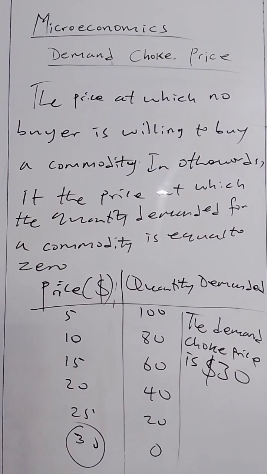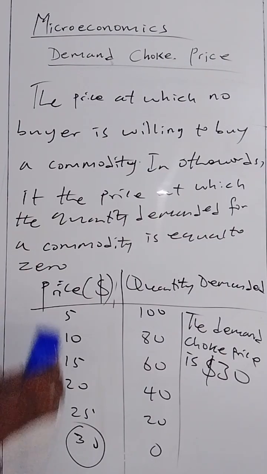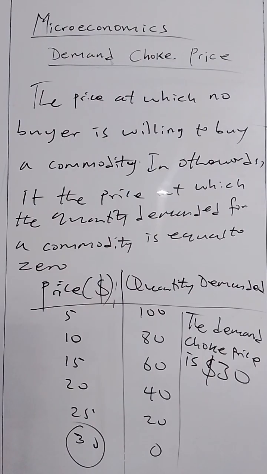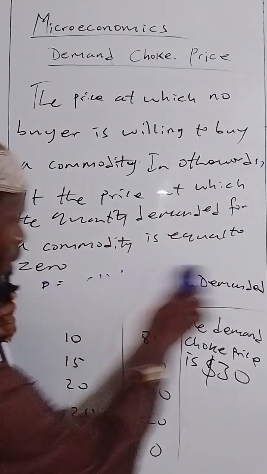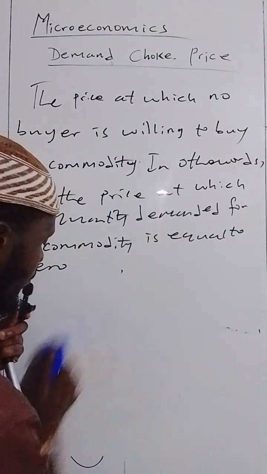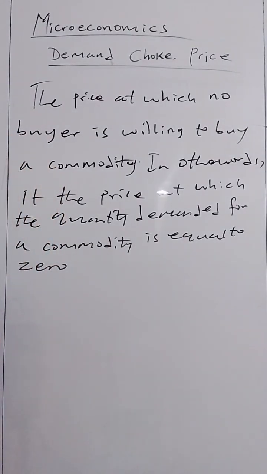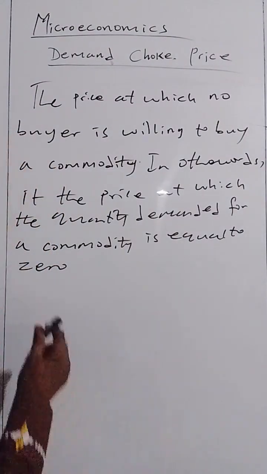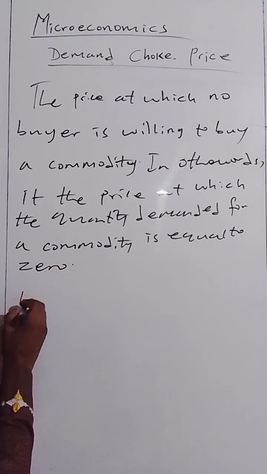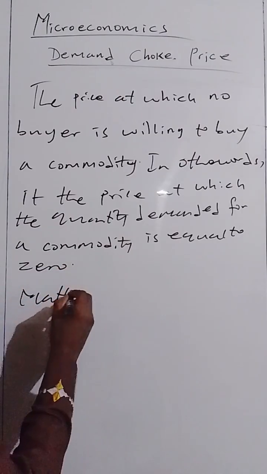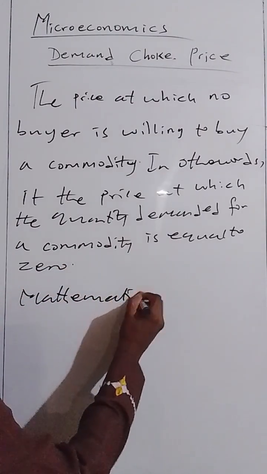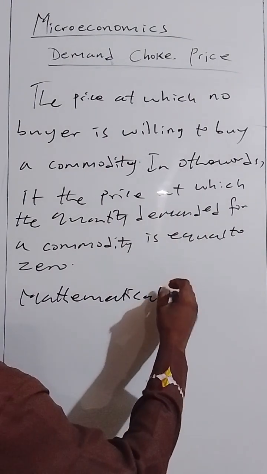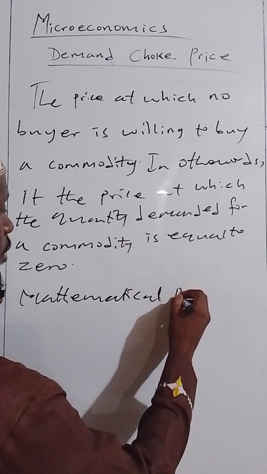Okay, now let's also look at a mathematical representation of this. This is a tabular representation, but let's look at the mathematical representation. Okay, so I'm going to clean this. So let's say we are given a demand function, that is an example of the mathematical representation.